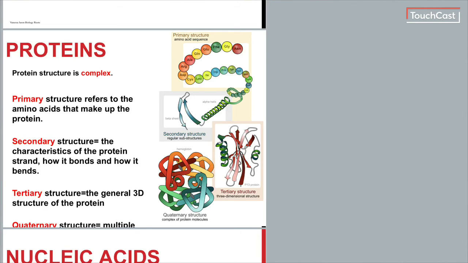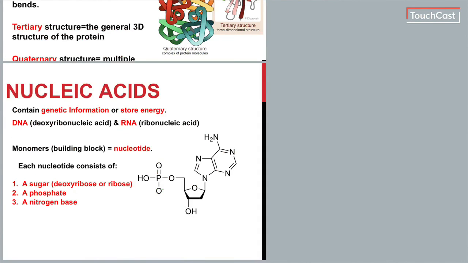We then have the tertiary structure where it becomes 3D. And then we have the quaternary structure, where multiple tertiary structures come together to form a larger protein. Our last macromolecule are nucleic acids, and nucleic acids contain genetic information and store energy. The two major forms of nucleic acid are DNA, deoxyribonucleic acid, and RNA, ribonucleic acid. And the building block of this nucleic acid, or the monomer, is a nucleotide. Each nucleotide consists of a sugar, a phosphate, and a nitrogen base.